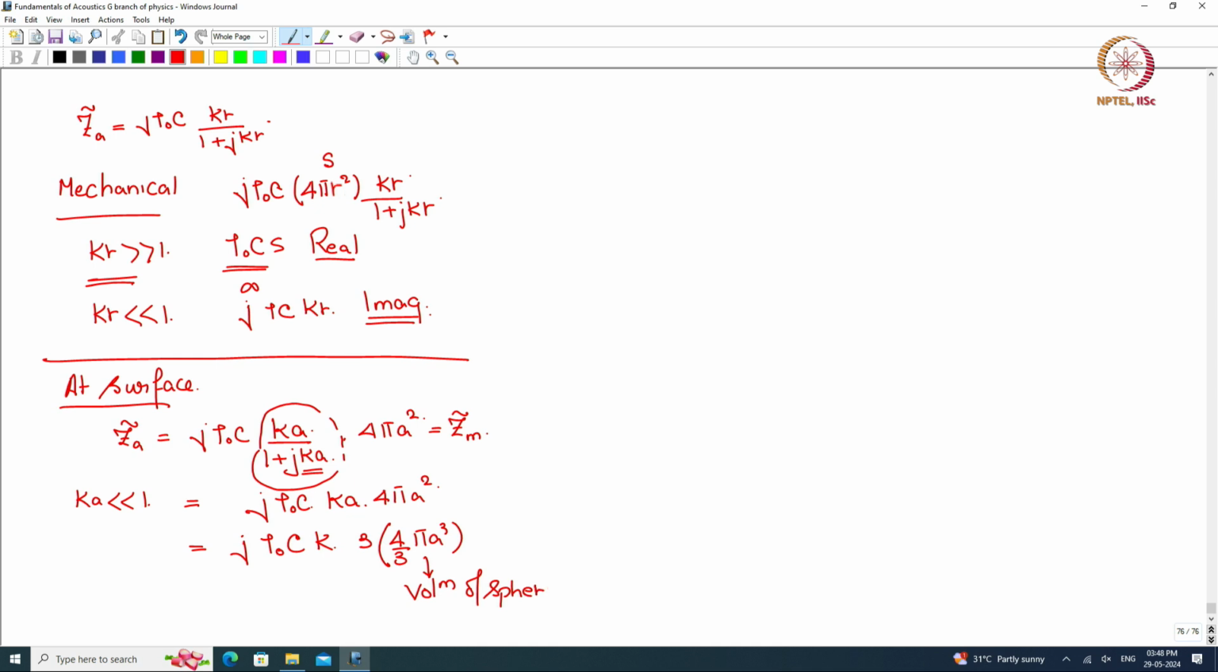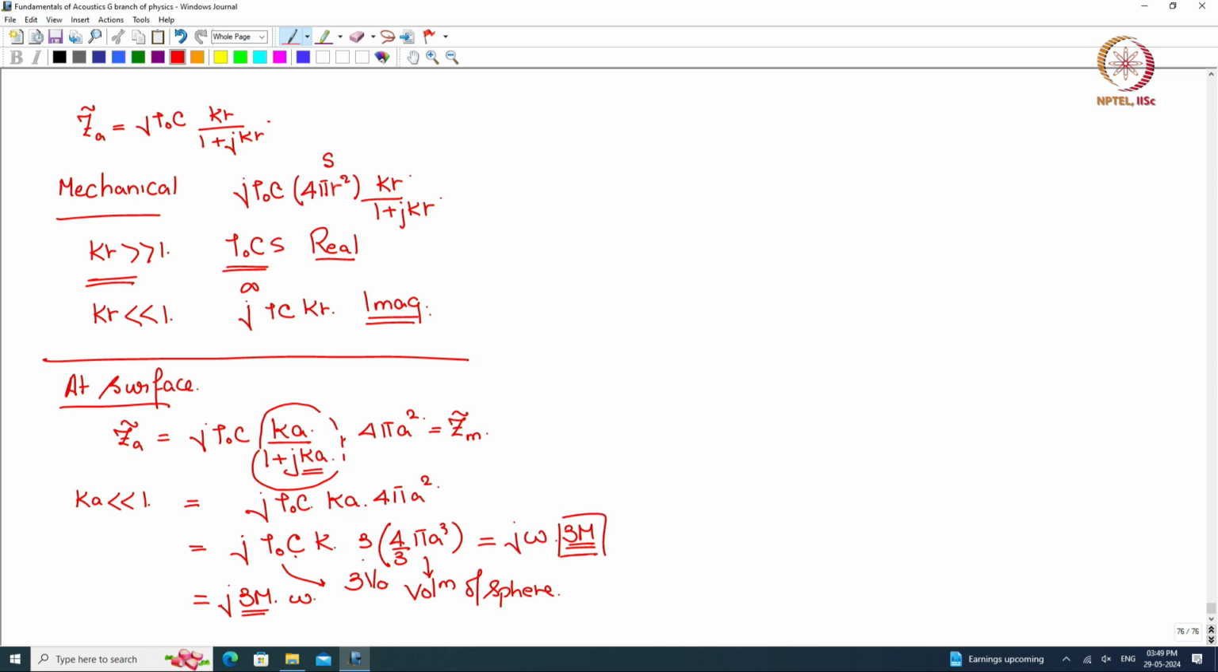Now the small sphere, and this is 3 times the volume, so it's 3 V0 into rho 0, which is 3 times the mass. And k times c is omega. So what I have is j omega times 3 times the mass of air whose volume is that of the sphere. You take the sphere volume and the mass of air in thrice that volume.